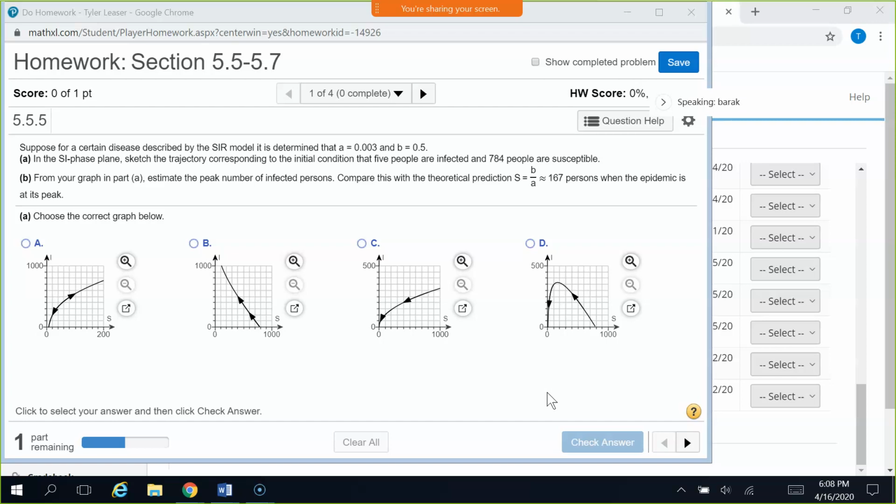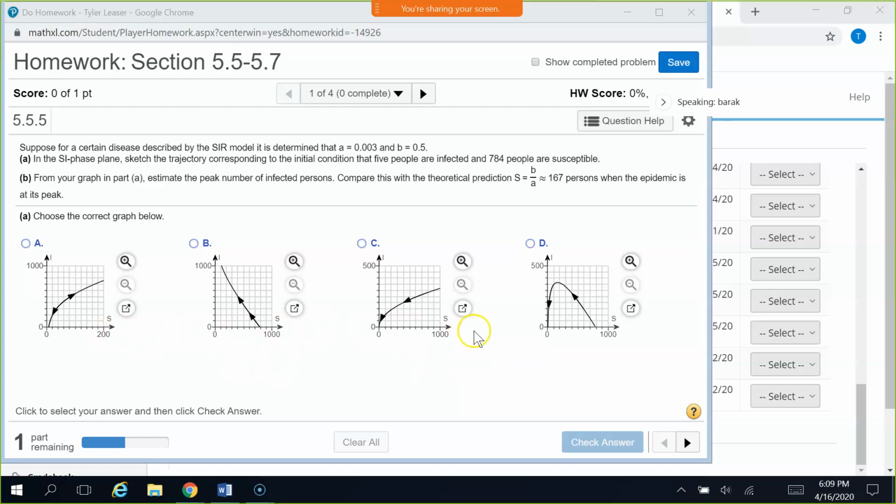So 5.5 through 5.7, they're all word problem stuff, and this first question's the epidemic stuff. Just looking through it: suppose for a certain disease described by the SIR model, it is determined that A is 0.003, B is 0.5. In part A, in the SI phase plane, sketch the trajectory corresponding to the initial condition that 5 people are infected and 784 people are susceptible. I'm sure you can just get this by educated guessing. It's your D.